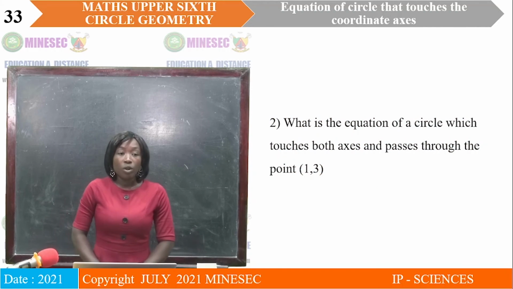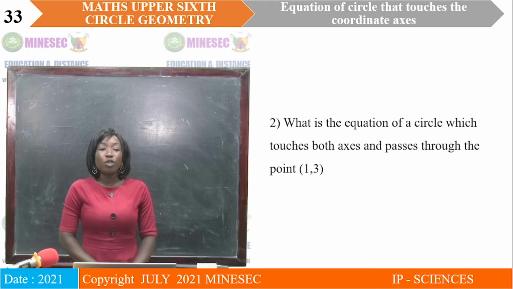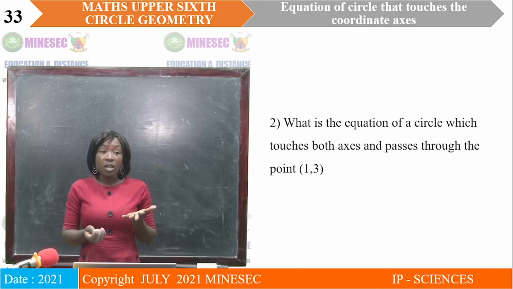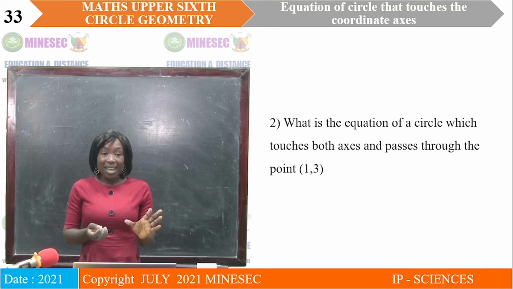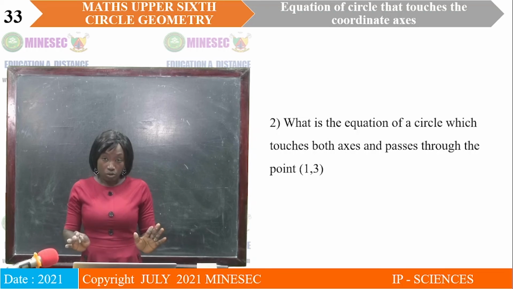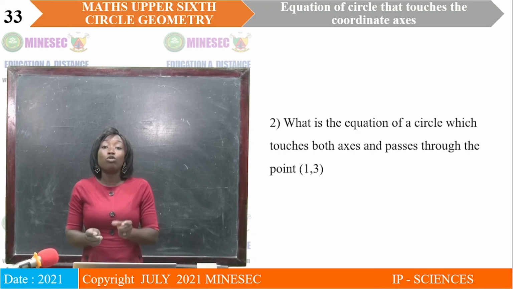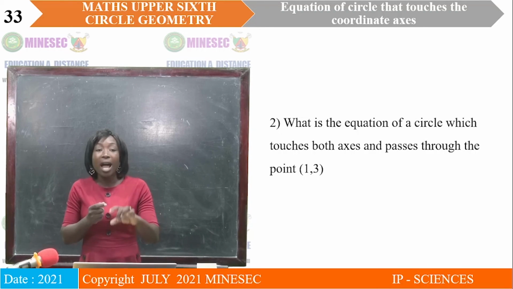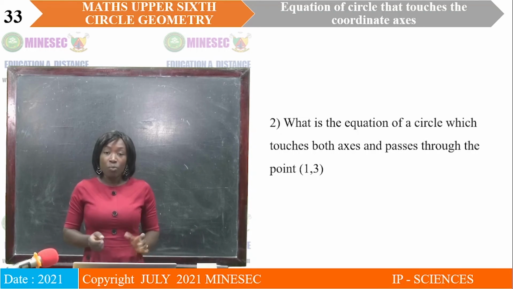Second question: what is the equation of a circle which touches both axes and passes through the point (1, 3)? Here it is a little bit complicated because you have not been given the radius. And so we are going to work out the value for the radius and the center of the circle before we can write the equation of the circle.